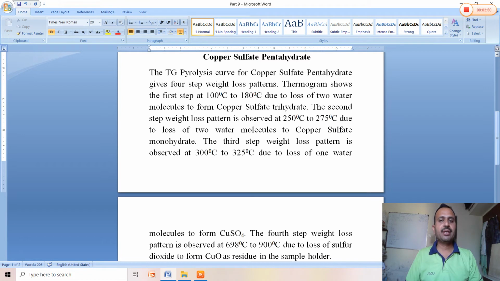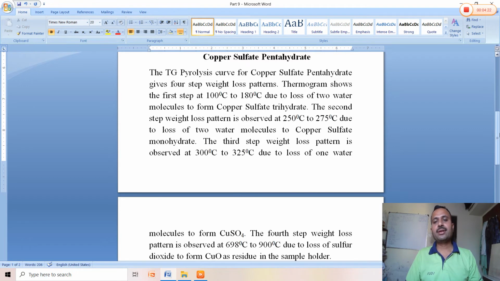Now in the second step, the weight loss pattern is observed at 250 degrees centigrade to 275 degrees centigrade, where loss of 2 water molecules takes place from the copper sulfate trihydrate to convert it into copper sulfate monohydrate. So there is a formation of copper sulfate monohydrate at a temperature of 250 degrees centigrade to 275 degrees centigrade. Now in the third step, at a temperature of 300 degrees centigrade to 325 degrees centigrade, what happens? So let us see.